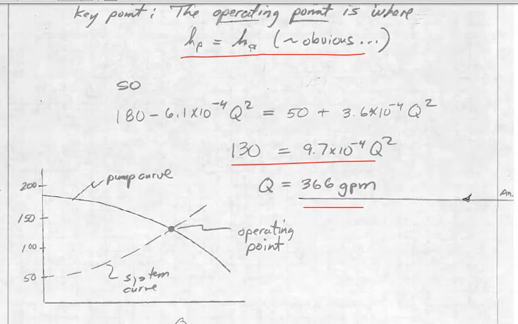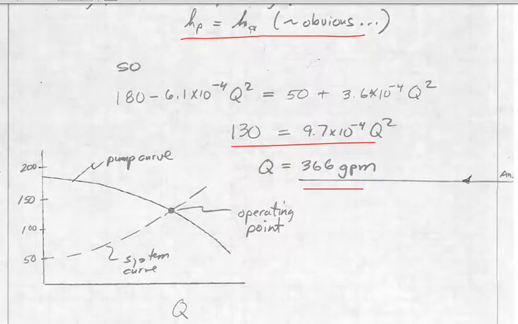So essentially, we found the intersection of these two graphs: the system curve, which is what our system is, and the pump curve or performance curve, which is what's coming out of the box.